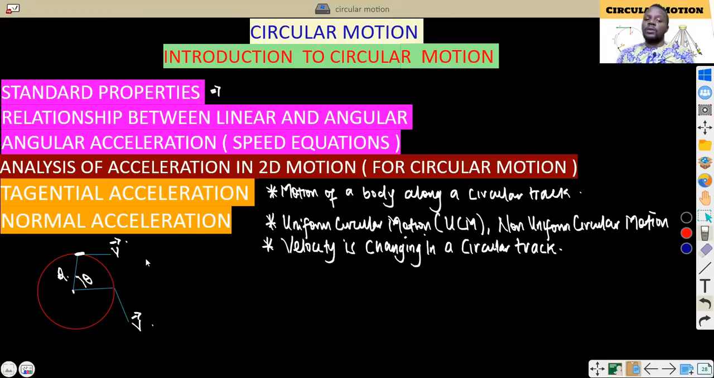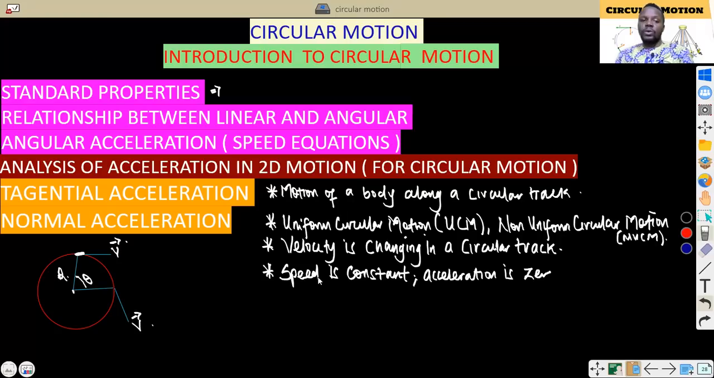So another thing you can also talk about, which causes a lot of issues with most students, is the speed. Now, if it is uniform circular motion, UCM, and not NUCM, we say the speed is constant. And why do we say the speed is constant? It is very simple. We are going to understand this as we progress in this chapter. The speed in uniform circular motion is constant because the acceleration is zero. So in uniform circular motion, we consider acceleration to be zero.